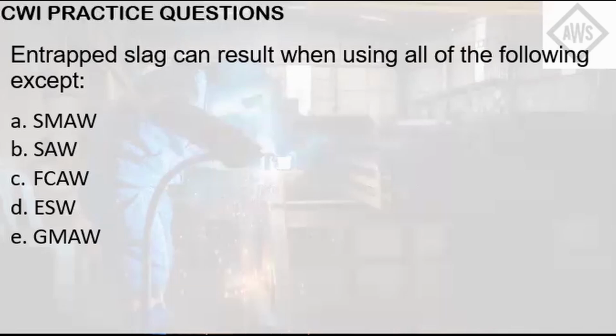ESW is electroslag welding. There's slag in that process, of course. GMAW does not have flux or slag, hence the answer. To prevent atmospheric attack, this process makes use of an external shielding gas like CO2, argon, oxygen, etc.